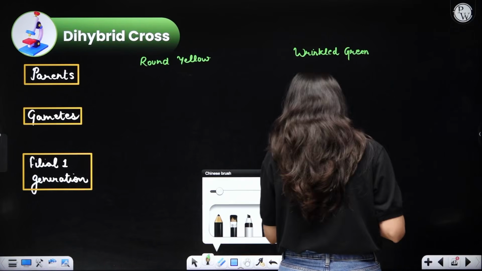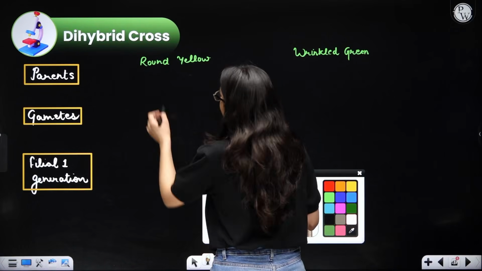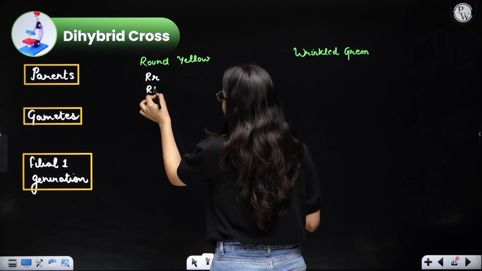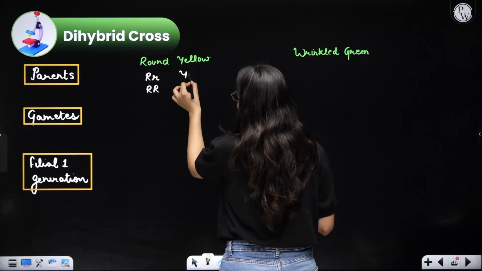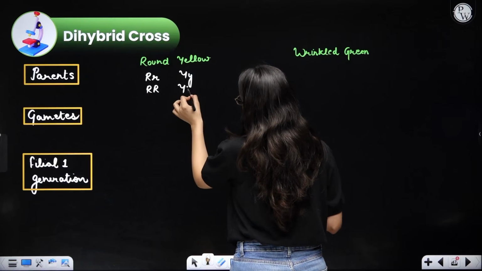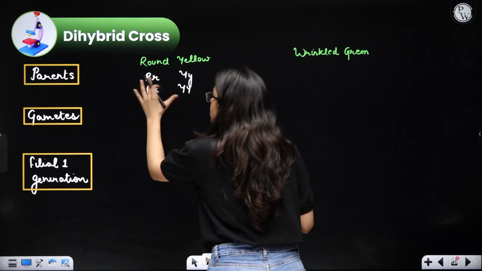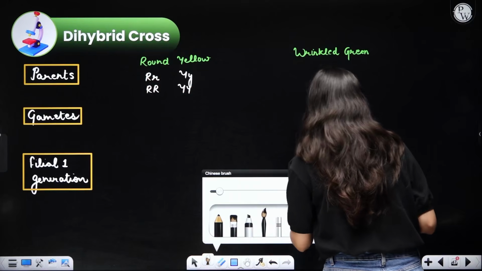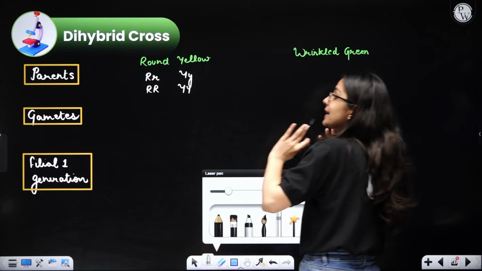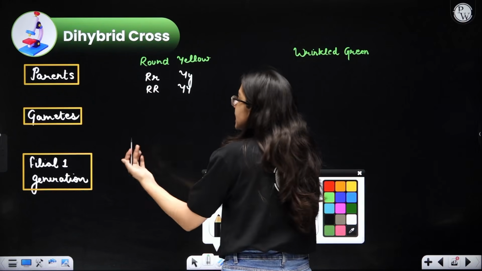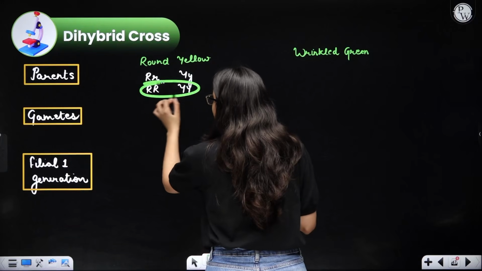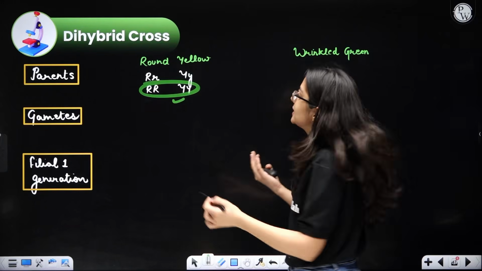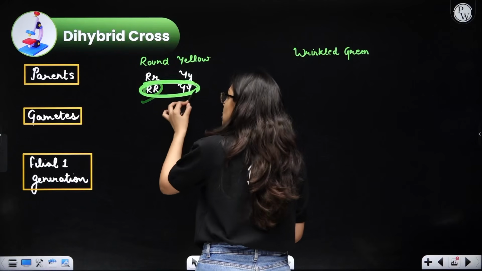Now let us write the representation of how they will look. Round could look like this also, and round could look like this also. Yellow could look like this also, and it could look like this also. But ma'am, out of these two genotypes, which one should we prefer? Like we said, to make things easier, we will always go for homozygous pure. So we will go for this one because both of these two different characters are in homozygous state. This is homozygous dominant, and this is also homozygous dominant.